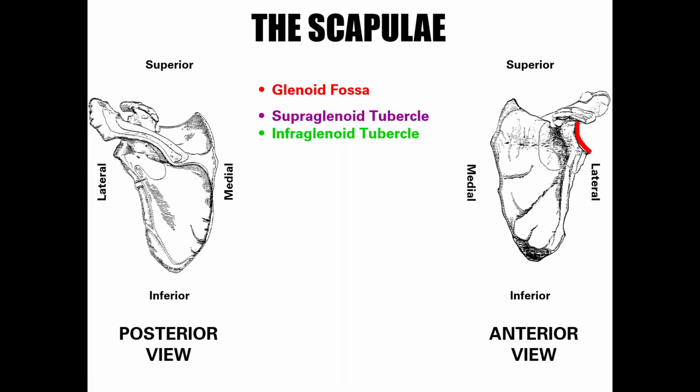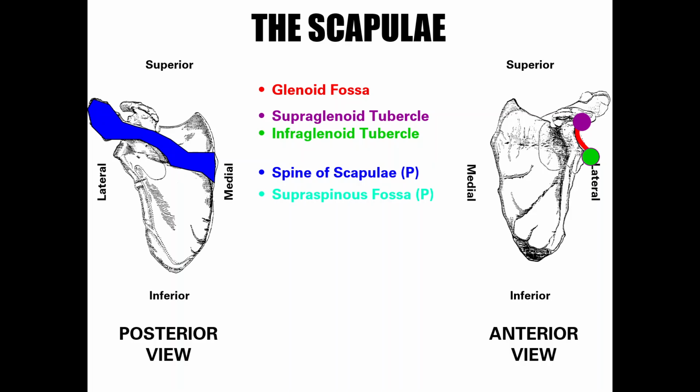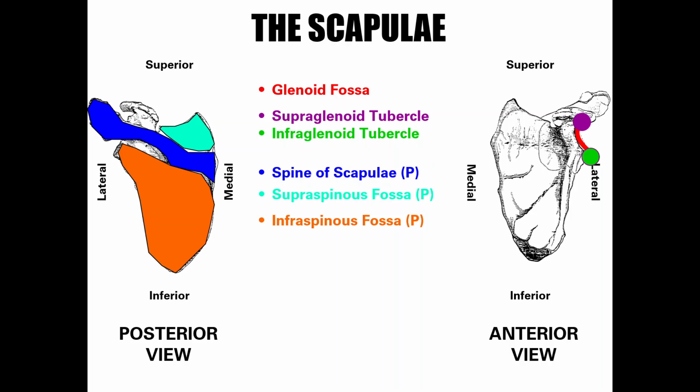Then on that fossa, we have the supraglenoid tubercle and the infraglenoid tubercle. We have the spine of the scapula. As I said, that's the most prominent structure that can indicate that you're looking at a posterior view. We have the supraspinous fossa, which is above the spine of the scapula on the posterior side. And then, of course, we have the infraspinous fossa, which is below the spine of the scapula, again on the posterior side, as indicated by the P's.